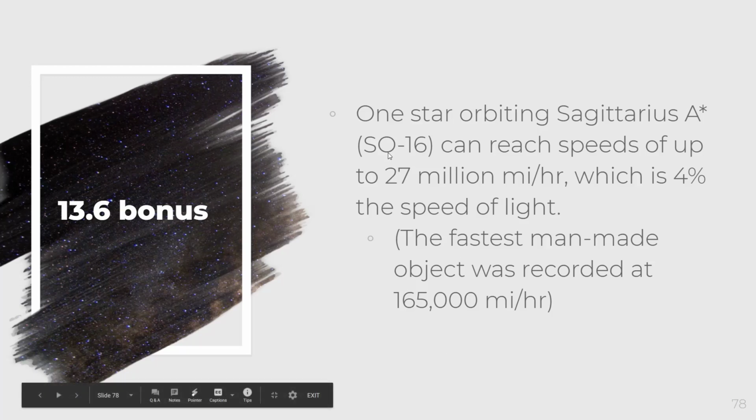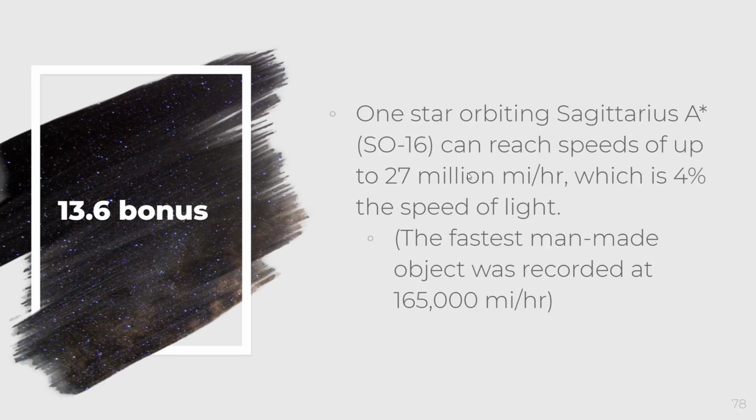Keep in mind, this is a star moving 4% the speed of light. Think of how massive that thing is. Think of how fast that thing has to go, how much energy that has. So that's another reason why we know it's a supermassive black hole there, because only something with an incredibly strong gravitational pull can get something as large as a star to be moving that fast.